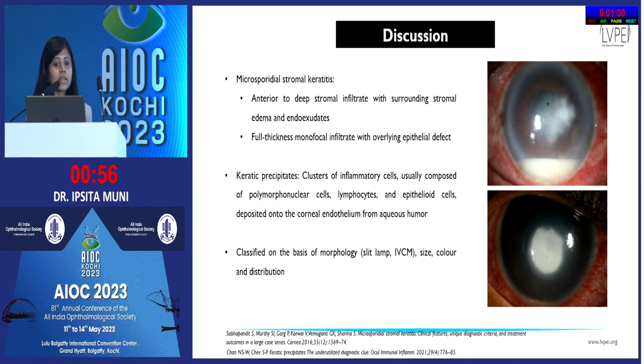So just to reiterate, microsporial stromal keratitis is generally described as either anterior to deep stromal infiltrate with surrounding stromal edema and exudates, or focal or full thickness monofocal infiltrate with overlying epithelial defects. Keratic precipitates are clusters of various inflammatory cells which are deposited onto the corneal endothelium from the aqueous humor. Keratic precipitates can be described on the basis of morphology, either with a slit lamp or in vivo confocal microscopy, based on their size, color, and distribution.